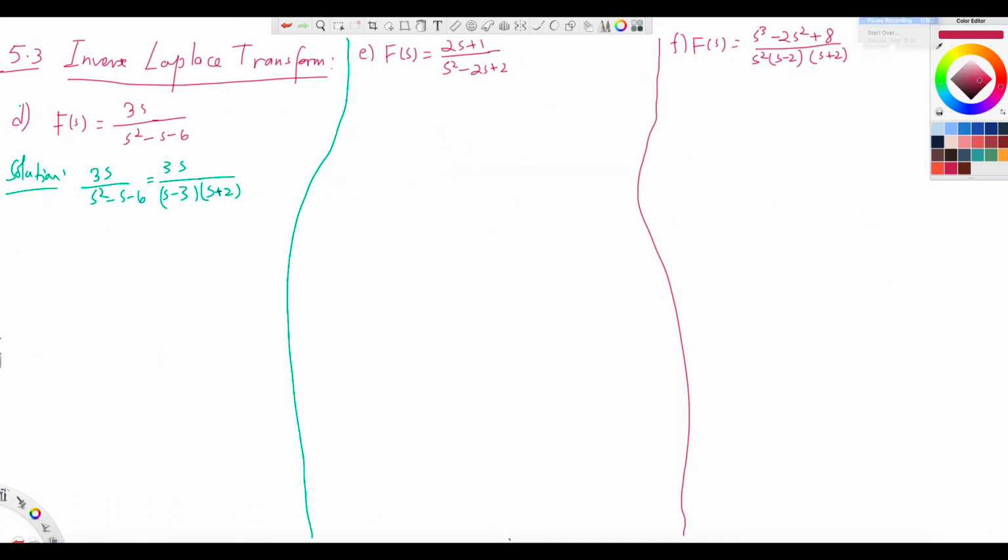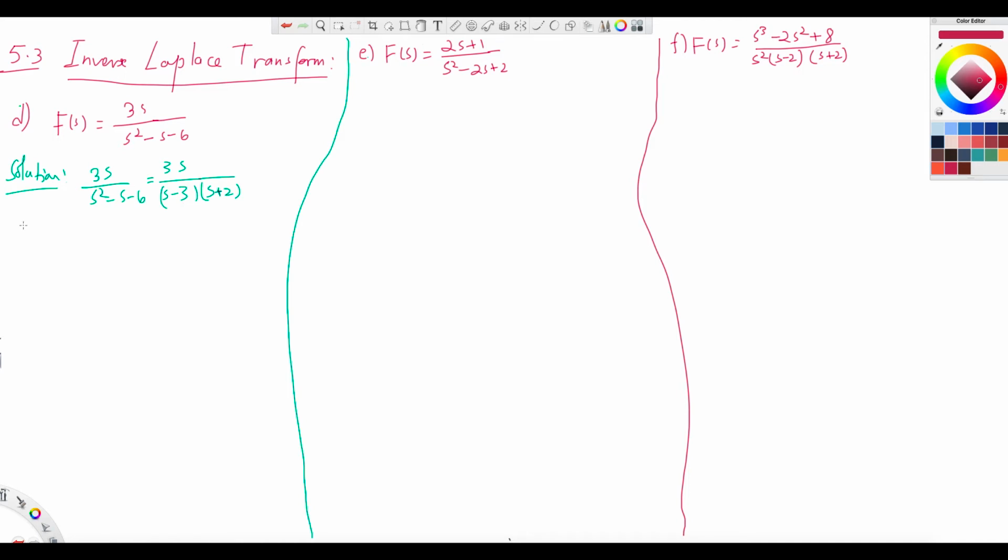Let us see some more examples on finding the inverse Laplace transform of the given function F(s). The first example here, that is the fourth example on the inverse Laplace transform, is 3s over s squared minus s minus 6. Okay, so it is hard to complete the square here. So what I'm trying to do here is use partial fractions. Okay, so I got the factors of the bottom, that is s minus 3 times s plus 2.